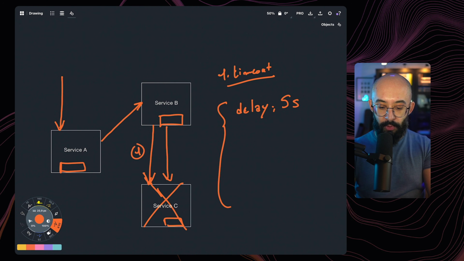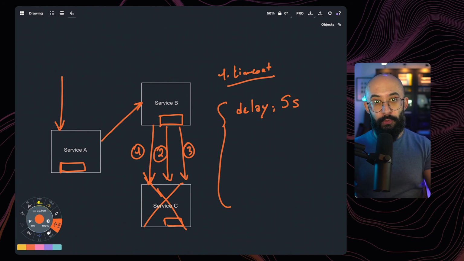So this is call number 1. Then we make another call to service C. And then we wait again for 5 seconds and we make a call to service C again. And still, if we're timing out, we're going to wait one more time. And then we need to define a maximum number of retries over here, let's say it's 5.